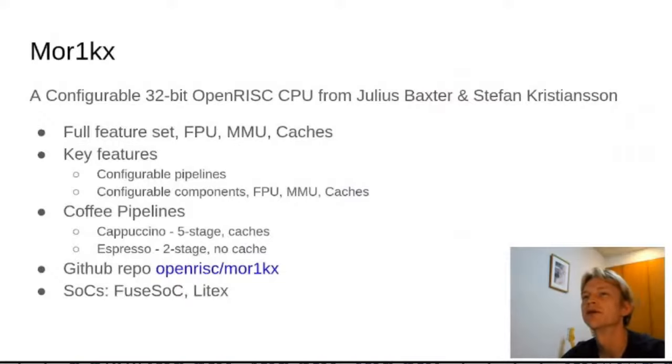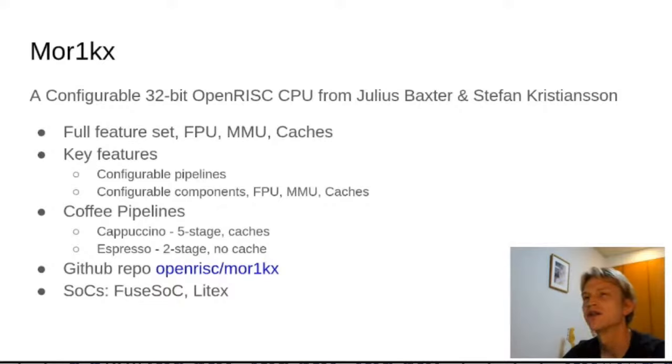Let's look a little bit deeper into the MOR1KX. The MOR1KX is kind of the latest OpenRISC implementation, which provides a very configurable architecture where you can swap out pipelines and disable components like the MMU, the floating point unit, and caches. The pipelines available right now are a 5-stage pipeline called the Cappuccino, we like coffee, and the Espresso, a small 2-stage pipeline. It's available on GitHub. There's a link right there, openrisc/mor1kx.